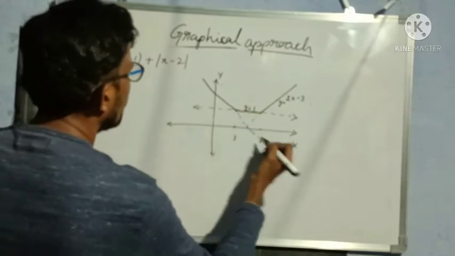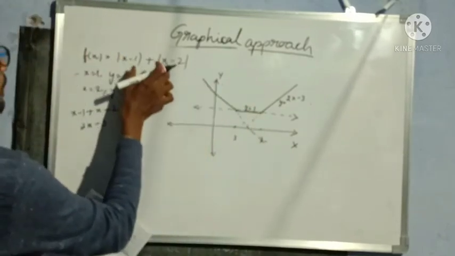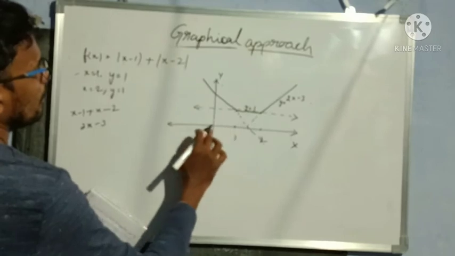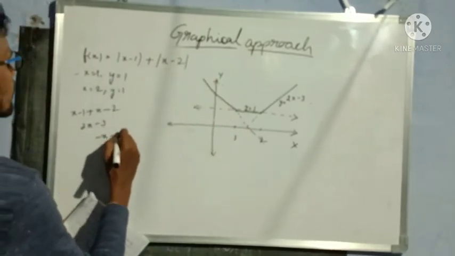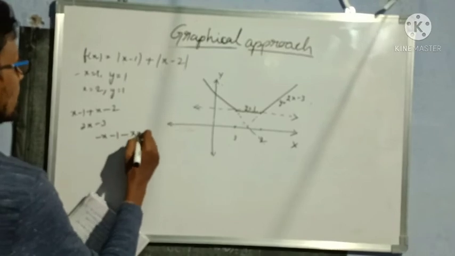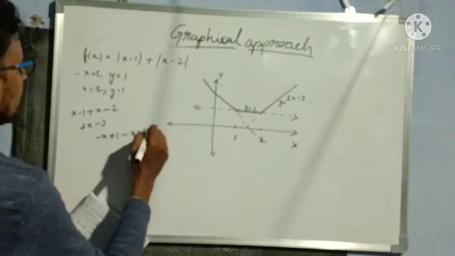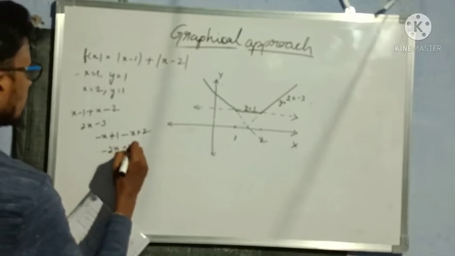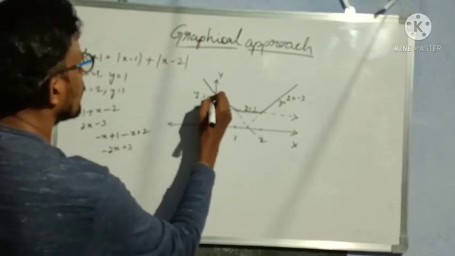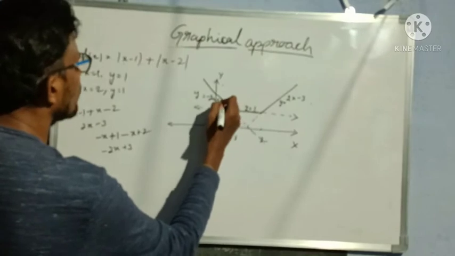graph, this one we have to solve, meaning this is less than. Since this is less than, we have to take both as minus. So minus x minus 1, again minus x plus 1, again minus x plus 2. Why? Because minus of minus becomes plus. So minus 2x plus 3. So this graph becomes y is equal to minus 2x plus 3.